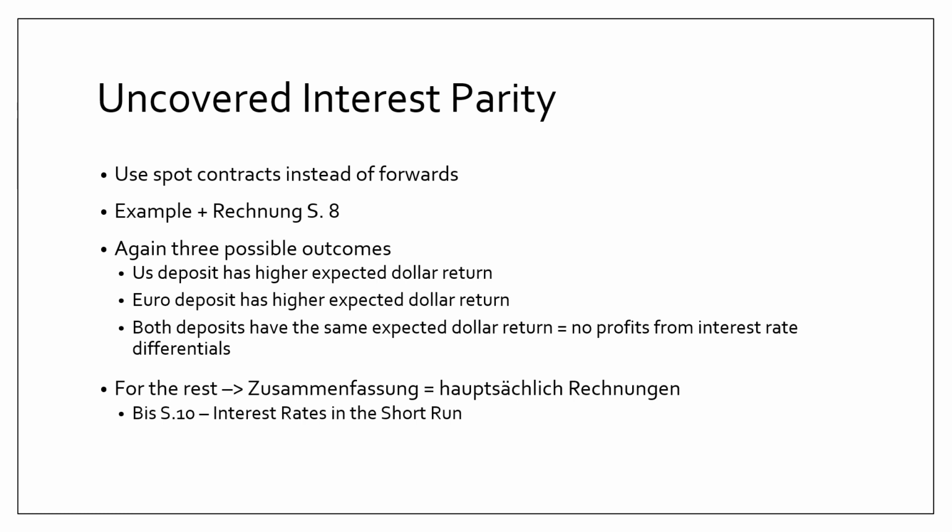For the example, you should take a look at the Zusammenfassung. There are again 3 possible outcomes. The US deposit has a higher expected dollar return, the euro deposit has a higher expected dollar return, and both deposits have the same expected dollar return. Only when both deposits have the same expected dollar return are there no profits from interest rate differentials. For the rest, you should take a look at the Zusammenfassung because they are mainly calculations and I have no gusto.